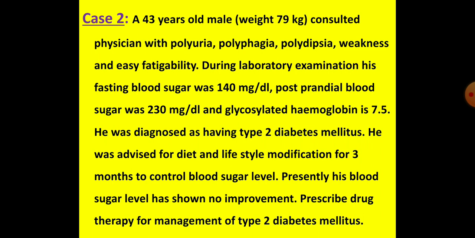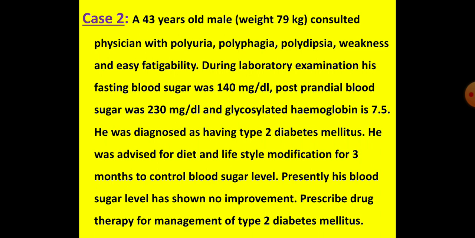So now here you have to select a drug for a newly detected type 2 diabetes which is not controlled with diet and lifestyle modification. In type 2 diabetes, as you all know, the primary problem is not the insulin deficiency, but the problem is the peripheral tissues are not able to utilize the glucose and the insulin sensitivity is reduced, or you can say that insulin resistance is there.